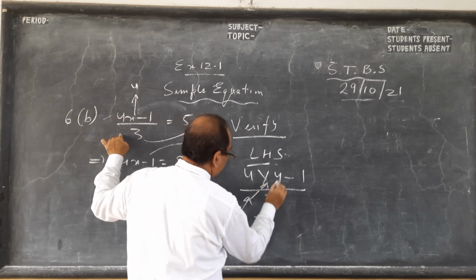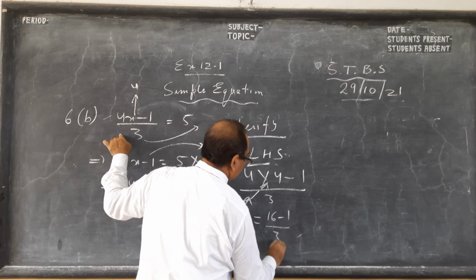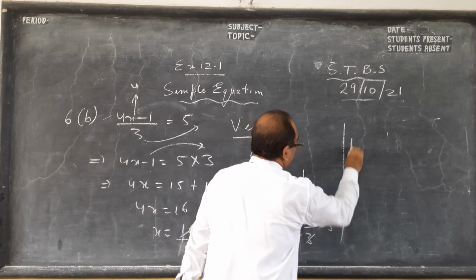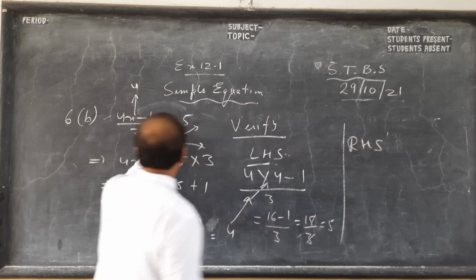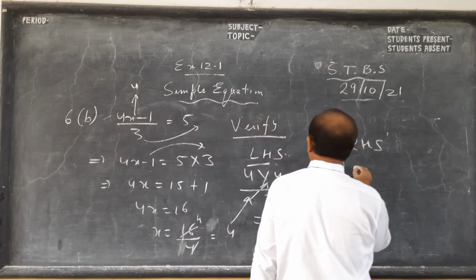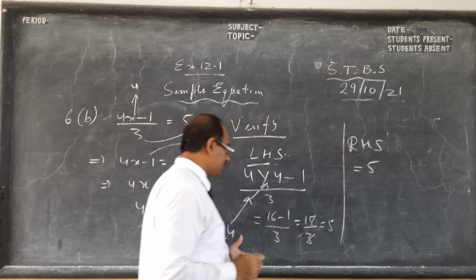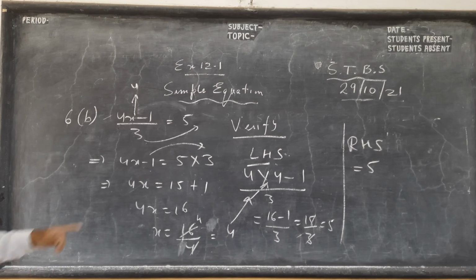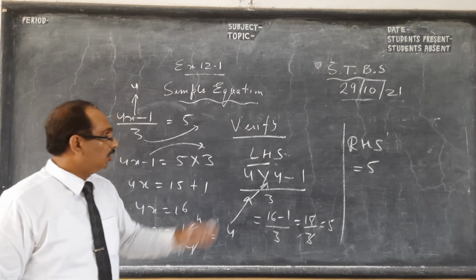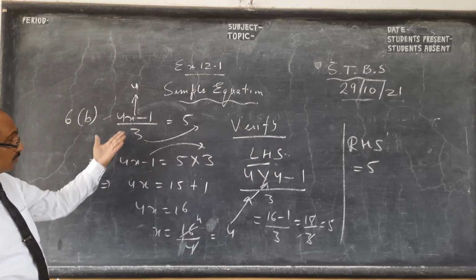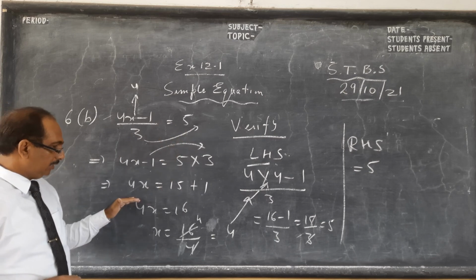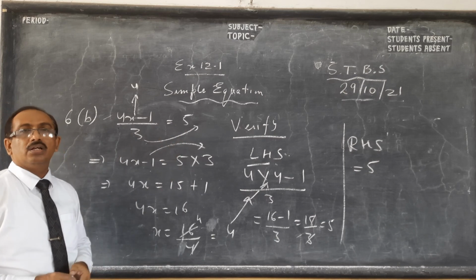So how much do I get? 16 minus 1 by 3. This is 15 by 3, 5. Is my right side the same, children? Yes. My left side and right side are equal. That means my answer is correct. Okay, so 4 4s are 16 minus 1 is 15 by 3 is 5. So for this we used to get 1 mark. Solving we used to get 2 or 3 marks. So once more, remove the denominator, then you transpose, then finally we divide.